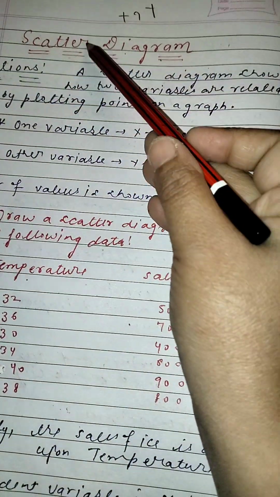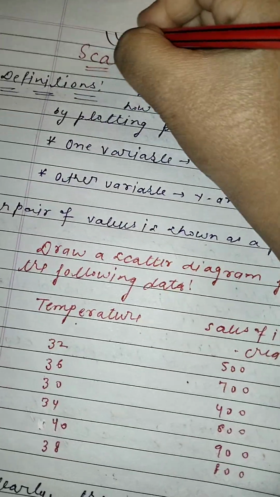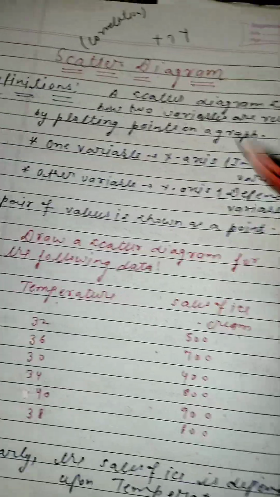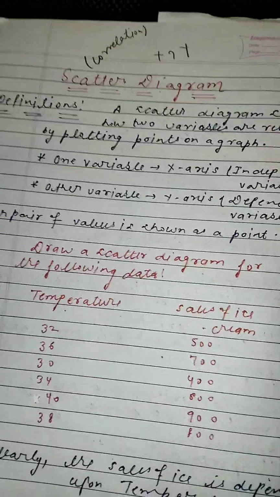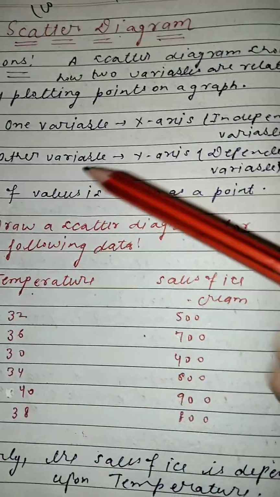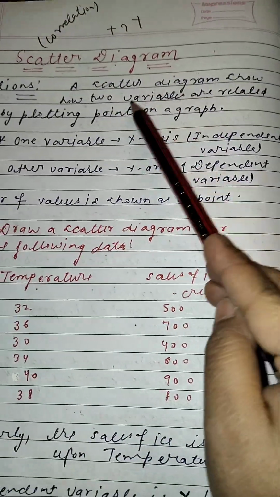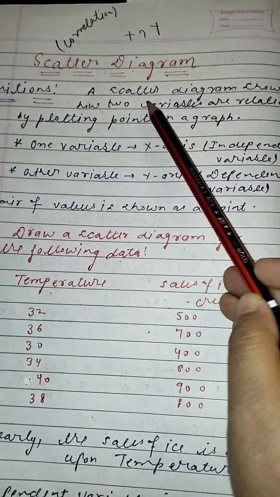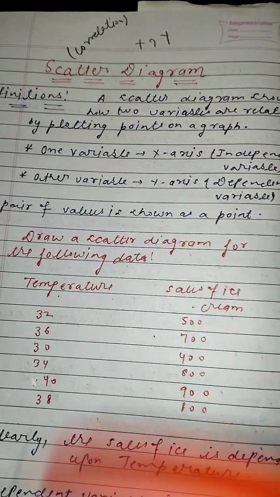And scatter diagram is also known as correlation. Basically correlation is also used for this, because correlation is also used to tell the relationship between two variables. Okay, so what is the definition? Scatter diagram is used to describe the relationship between two variables. In two variables, one is dependent and another one is independent.